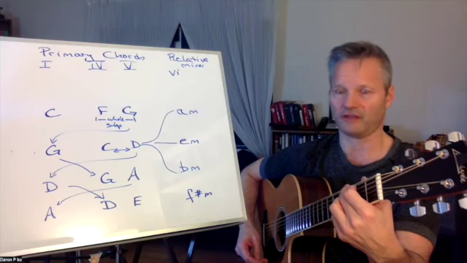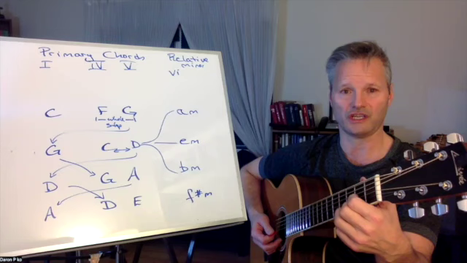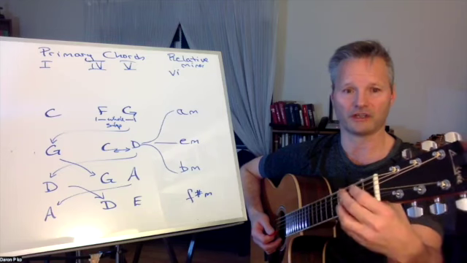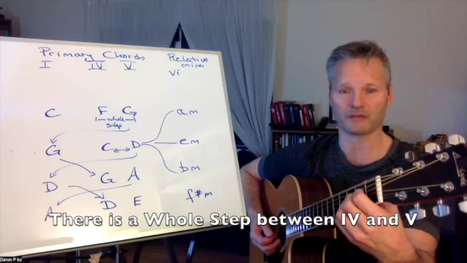D is the 5 in the key of G. It becomes our next key. So we can go to D, G becomes the 4, and you add 1 to that. A whole step away from it is the A. The 4 and 5 are a whole step apart.